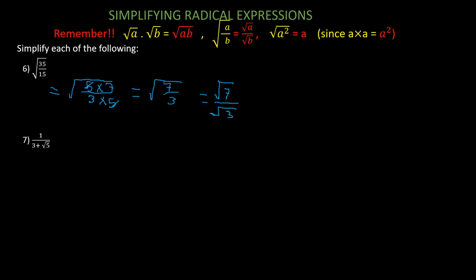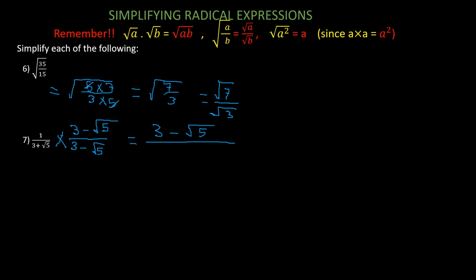In example number 7, we have in the denominator 3 plus root 5. So we use something called the conjugate. The conjugate of the denominator is 3 minus root 5. So we will multiply both numerator and denominator by 3 minus root 5. If the number is 3 minus root 5, then the conjugate will be 3 plus root 5. Actually, we change the sign between the number and the root. So how to multiply this? In the numerator, 1 times 3 minus root 5 will be the same because it's 1. And in the denominator, 3 plus root 5 and 3 minus root 5.